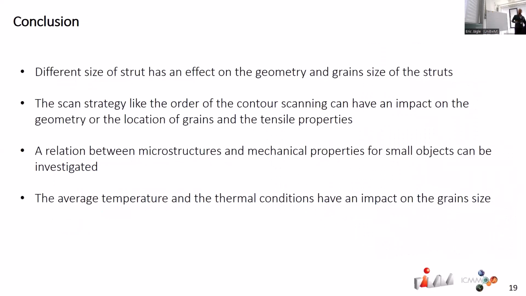And so to conclude, there are a few things that I wanted to explain. Different sizes of struts can have an effect on the geometry or on the grain size. Also, the scan strategy can have a big impact on your tensile properties or the localization of the geometry of the grains. There's a relation between microstructures and mechanical properties, like we saw with the hardness results. And finally, the average temperature and the thermal conditions have an impact on the grain size.